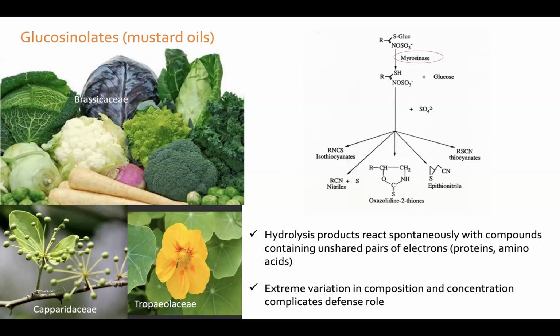So it's really these aglycones, or compounds without the sugar or the glucose, which got cleaved back up here, that tend to react spontaneously with compounds containing unshared pairs of electrons, mainly molecules like proteins and amino acids. And when these glucosinolates, or the active part of the glucosinolate, reacts with those, it makes them inactive. So you can obviously think of a lot of different ways where that would be detrimental to an insect.